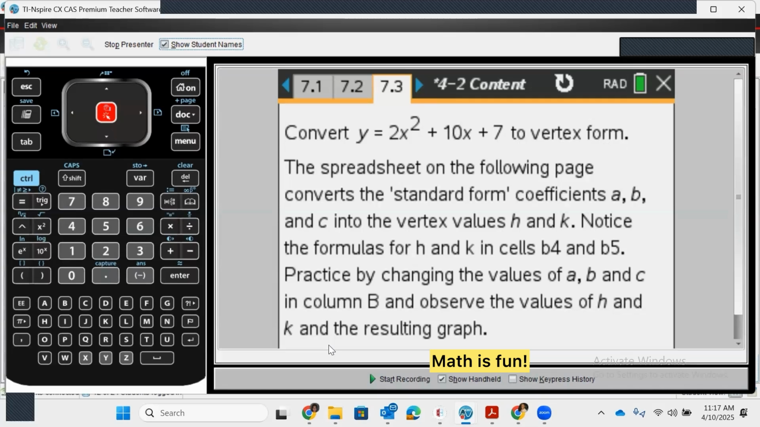Did you read it? What does it say? Spreadsheet on the following page, convert the standard form coefficients A, B, and C into vertex values H and K. Notice the formulas for H and K in the cells B4 and B5. Practice by changing the values of A, B, and C in column B and observe the values of H and K and the resulting graph.